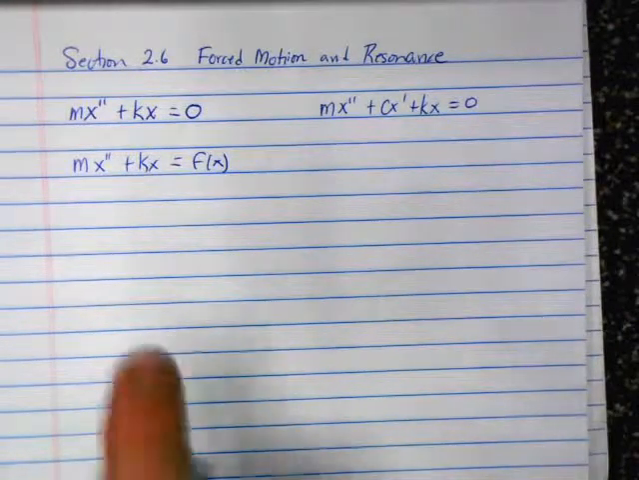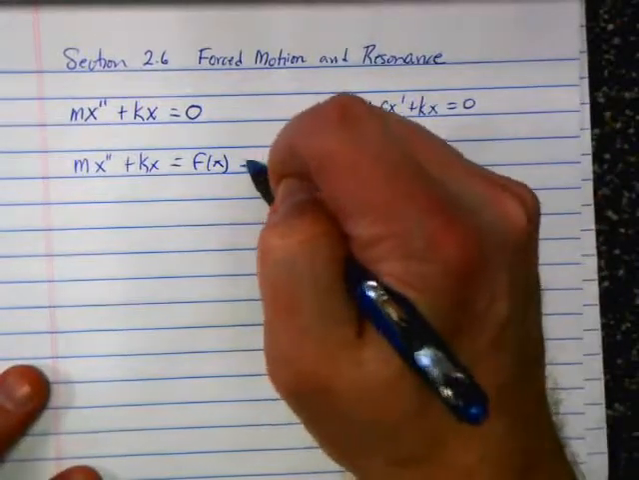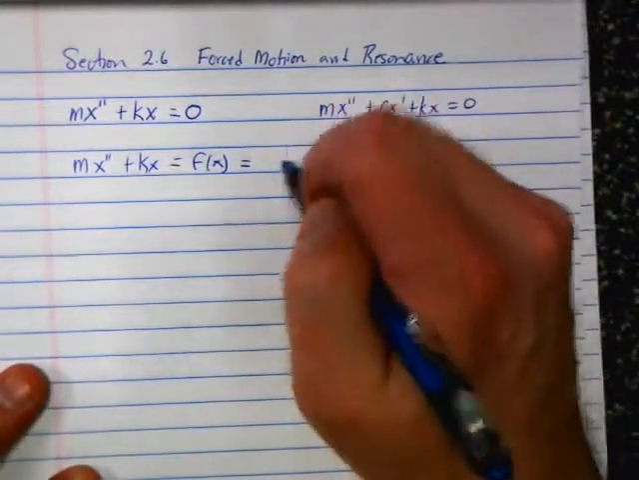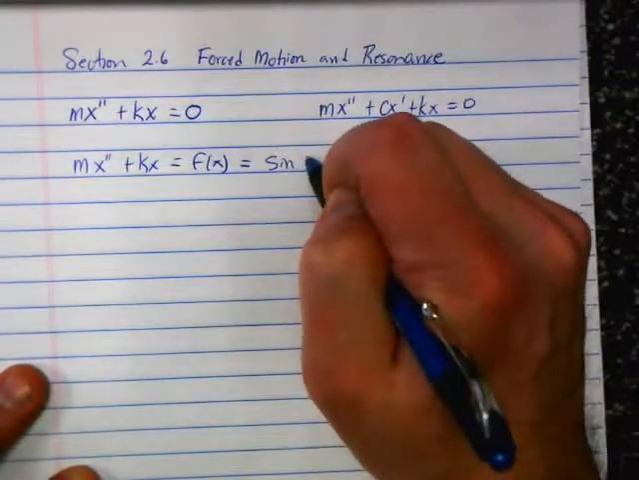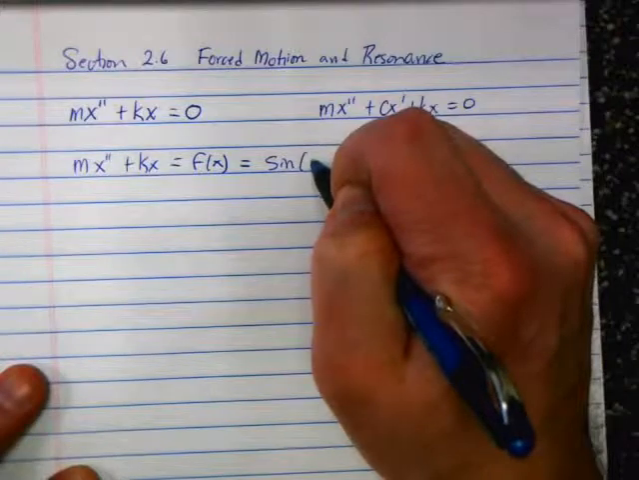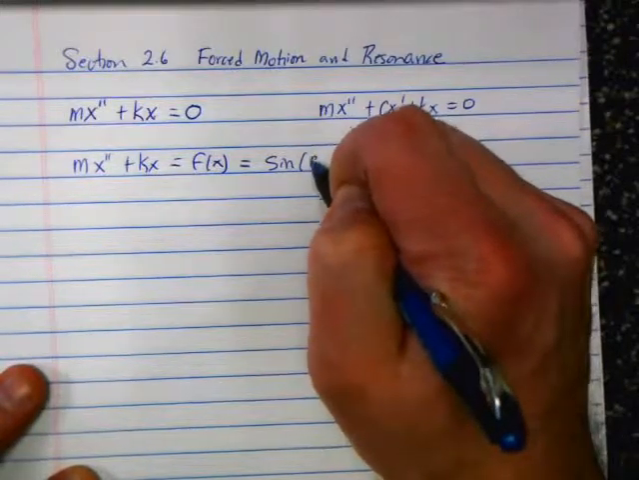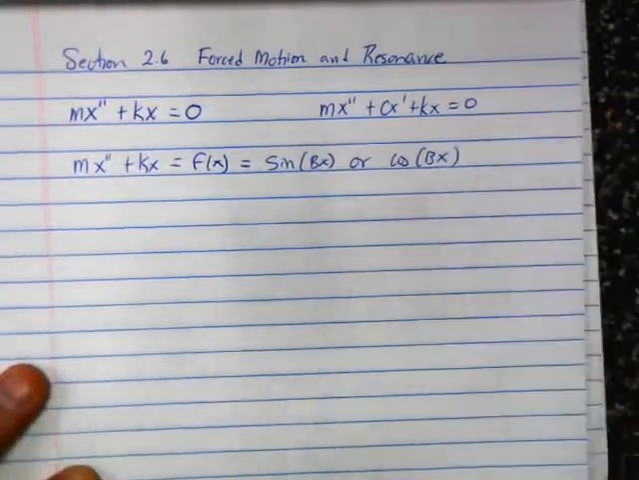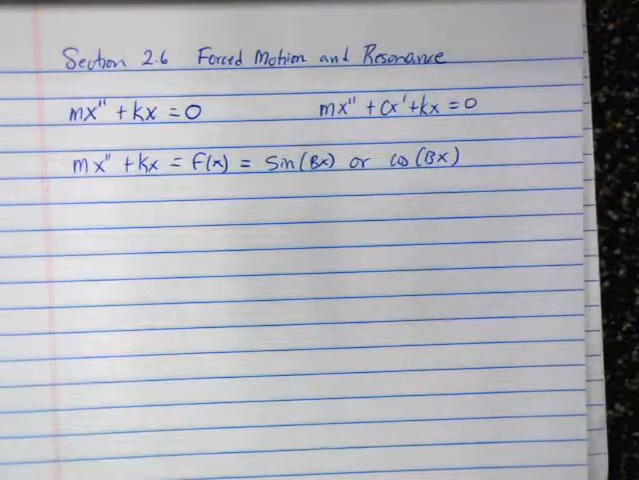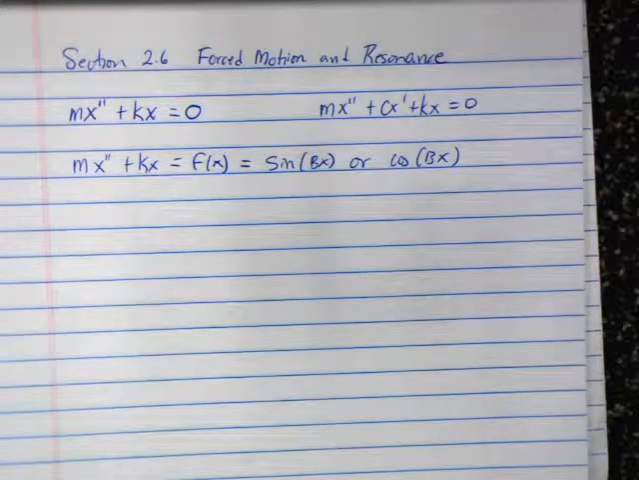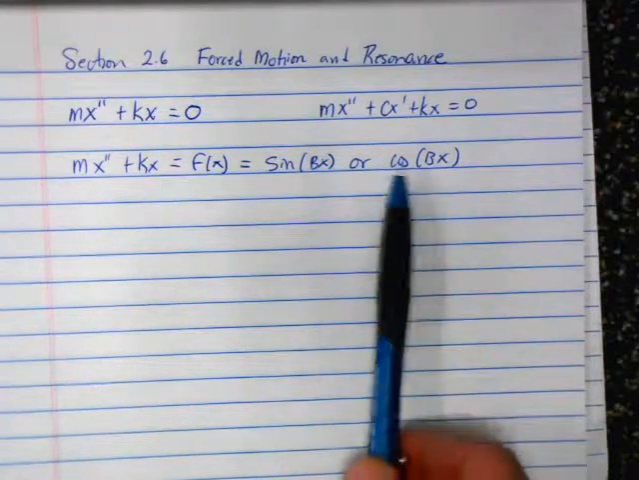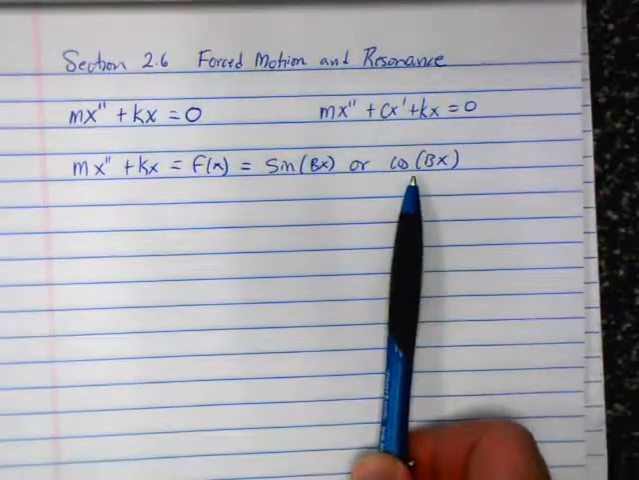Now typically this function over here is going to be a trig function involving sine or cosine. I don't know what to call it. Bx. I don't really want to use b. Usually the force will be a function involving sine or cosine. How come? Because the spring is bouncing back and forth, it's oscillating. Typically we want our force to be something that keeps the thing oscillating.